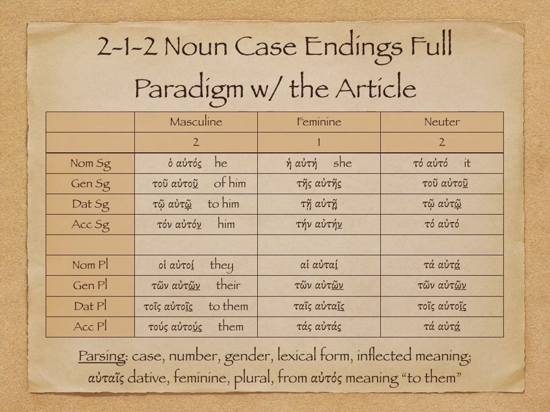How do we parse these words? Case, number, gender, lexical form, inflected meaning. So autais: dative, feminine, plural, from autos, meaning to them. And what would the gender of them be? It'd have to be feminine. It would be a feminine understanding.